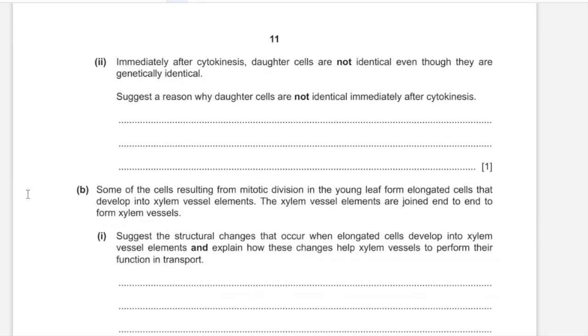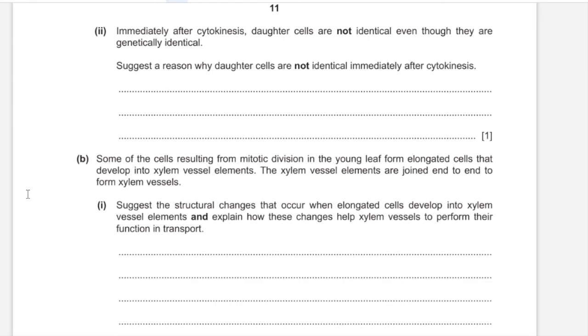Two, immediately after cytokinesis, daughter cells are not identical even though they are genetically identical. Suggest a reason why daughter cells are not identical immediately after cytokinesis. They are genetically identical because they have the same set of DNA. However, the entire cells, which contain organelles other than the nucleus, are not identical because cytokinesis by definition is division of cytoplasm, and that is not guaranteed to divide all of the organelles equally.